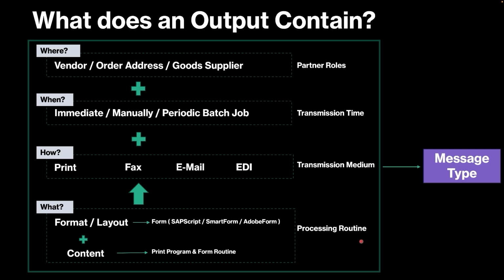Okay, so I hope that you've understood this concept, that for a particular output to be processed, you must have a processing routine, then a transmission medium which will access these processing routines, then a transmission time, and the partner roles. And these four entities will basically answer these four questions: what is to be sent, how it is to be sent, when it is to be sent, and where this message is to be sent. And we will maintain all this in a particular entity which is called message type.